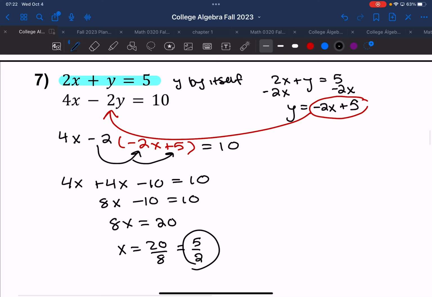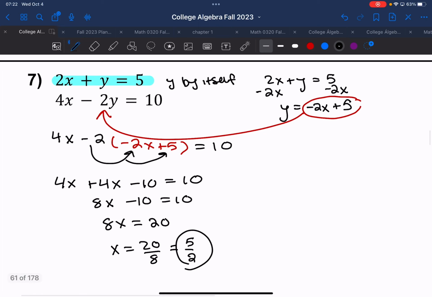Okay, so which equation do you want to plug in that 5 over 2? You want to plug it into the top? Okay. So we have 2 times 5 over 2, because that's our x value, plus y equals 5. What is 2 times 5 over 2? It would be 5, right?